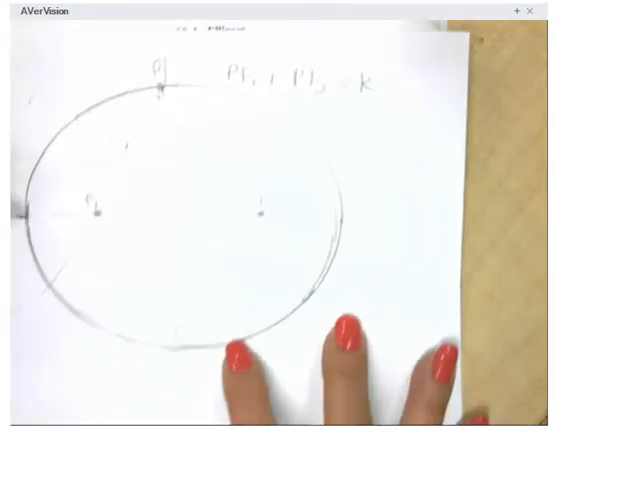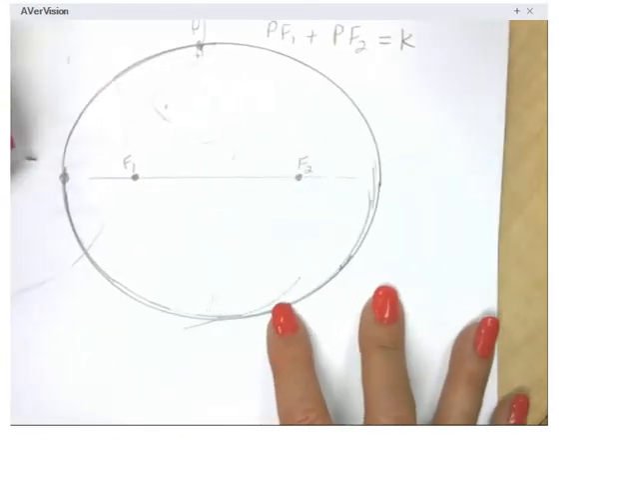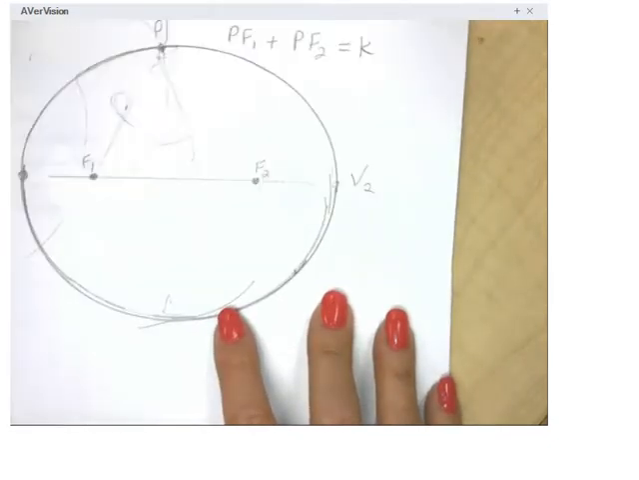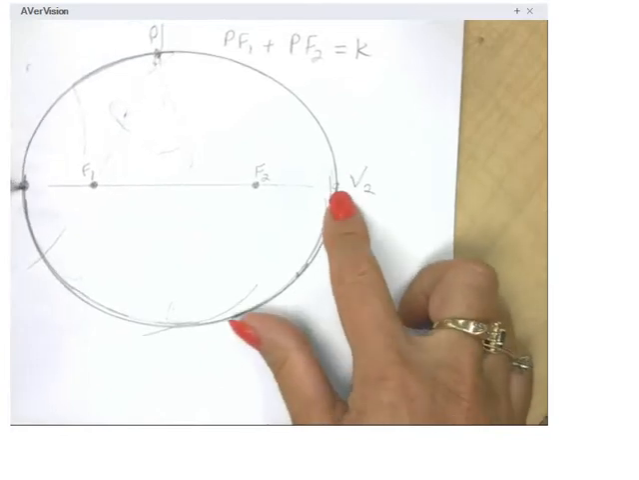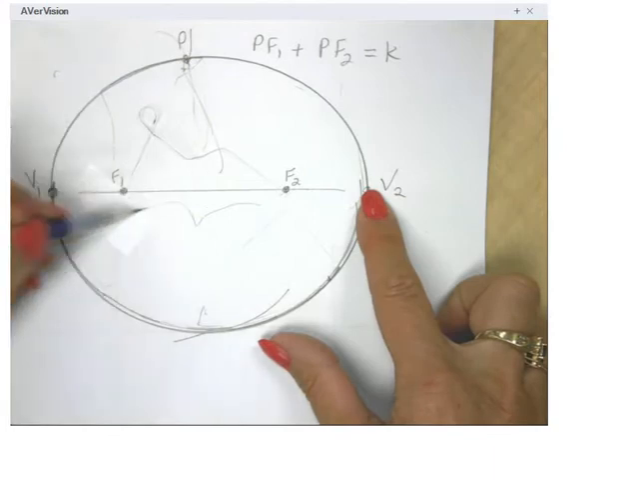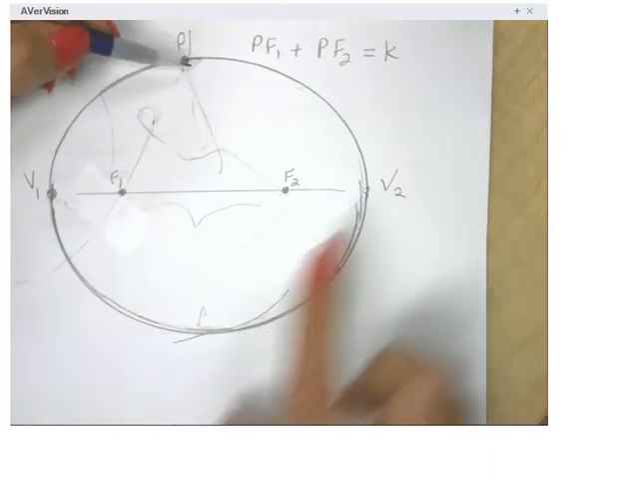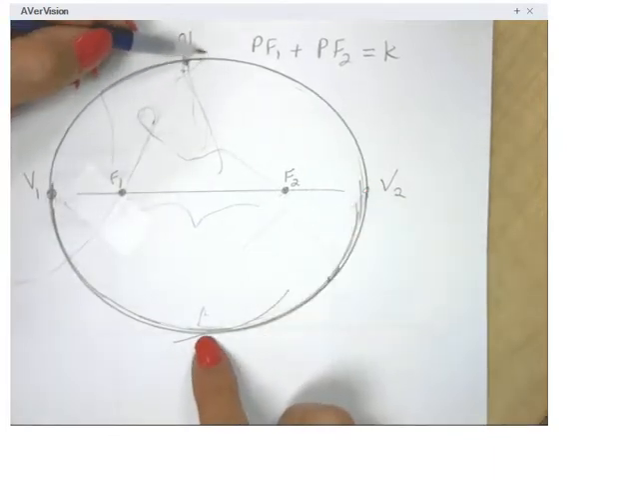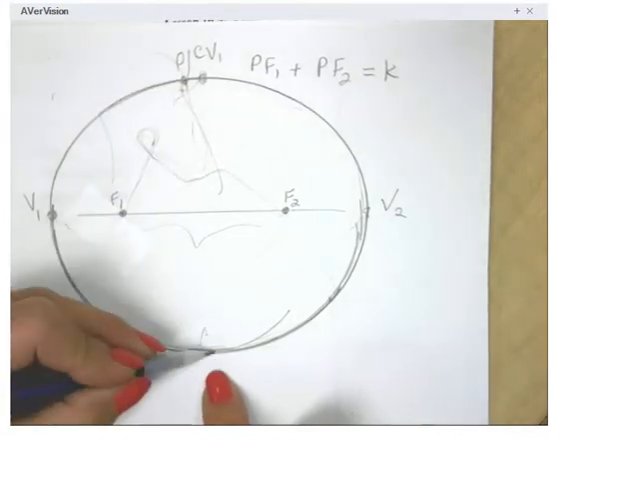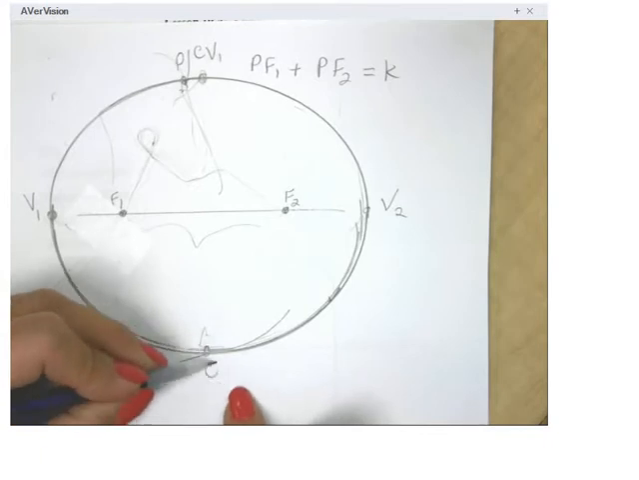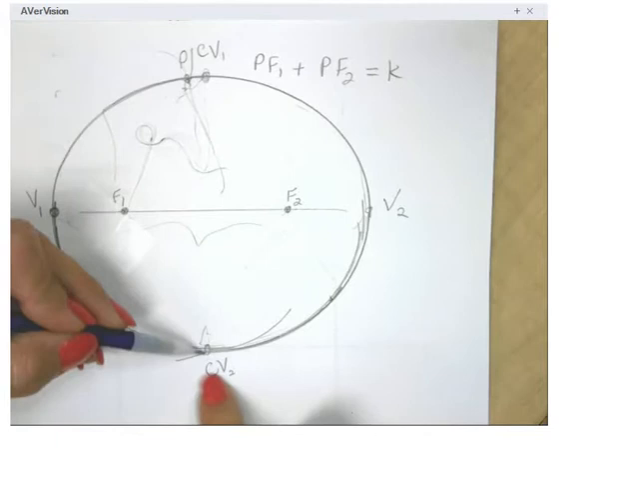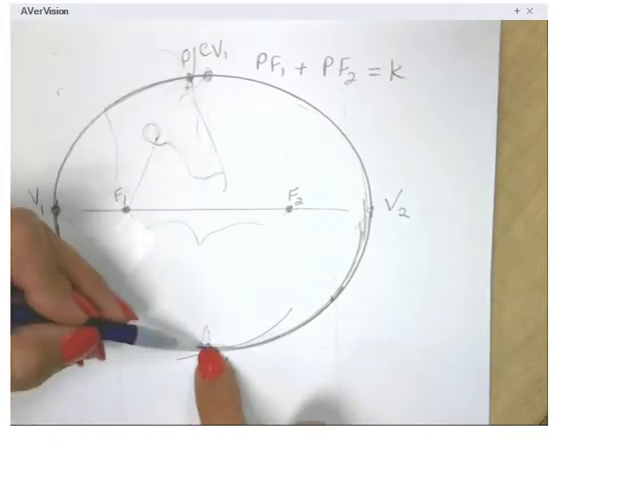Now, this is a vertice. Here would be another vertice. This length is called the major axis. So this whole length is the major axis. And as you might expect, here is a covertice, and here is another covertice. And the length this way, which would be the shorter direction, is going to be the minor axis.